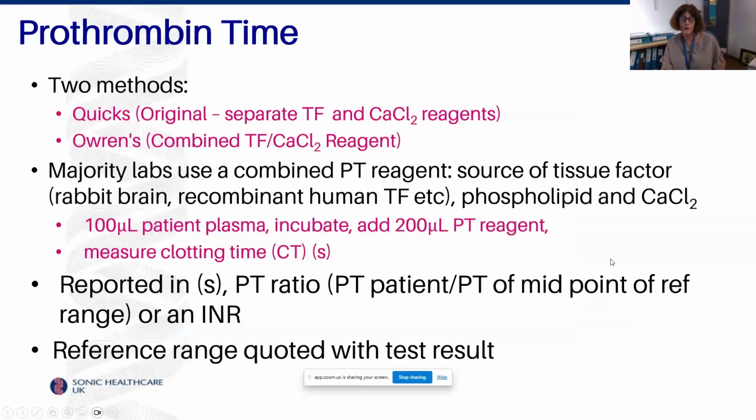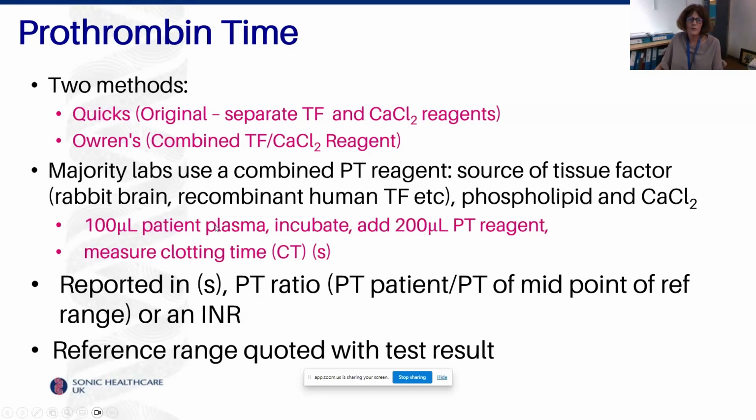And so when we do prothrombin time, as you know, there are two methods that have been used. The first method that was used was the Quick method, which had a separate tissue factor reagent, and the calcium was separate. So you've got your tissue factor reagent with phospholipid in it, and then calcium on the side. But most of us now use the Owren's method, which is a combined tissue factor, calcium chloride, phospholipid reagent. So all of us are using the same kind of reagent to measure prothrombin time.